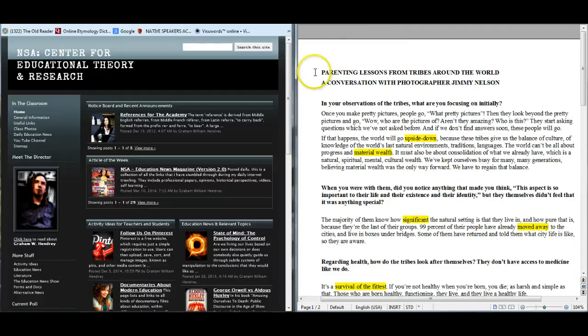So, let's get to it. Parenting Lessons from Tribes Around the World, a conversation with photographer Jimmy Nelson. The first question was, in your observations of the tribes, what are you focusing on initially? Once you make pretty pictures, people go, "What pretty pictures?" Then they look beyond the pretty pictures and go, "Wow, who are the pictures of? Aren't they amazing? Who is this?"